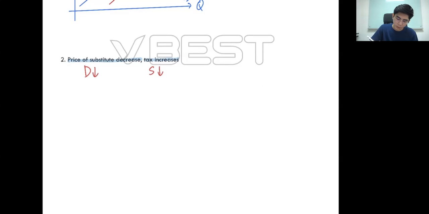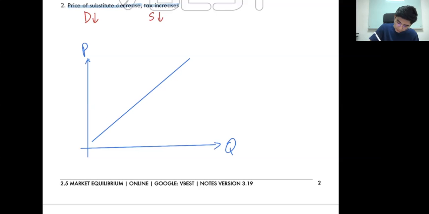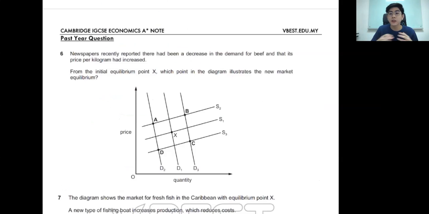And you need to draw like this. Very easy, just draw like this. Q and P again and again. You need to draw S and D. So this one, supply decreases, demand decreases. Very easy, okay? And let's look at some of the past year questions so you have a better understanding of how it works.